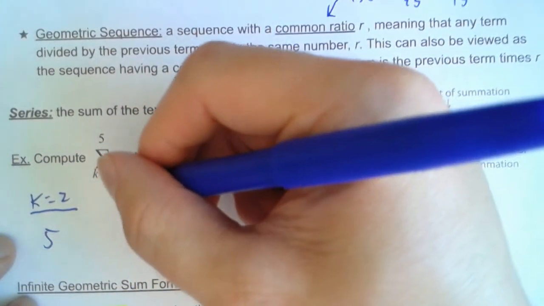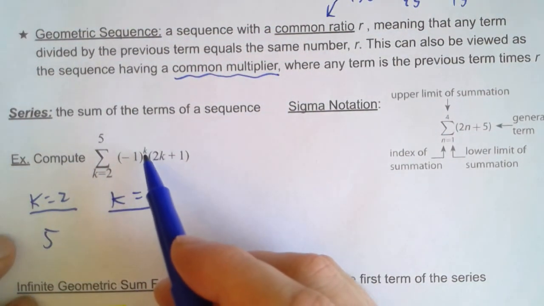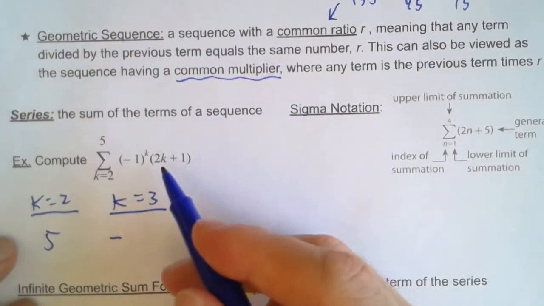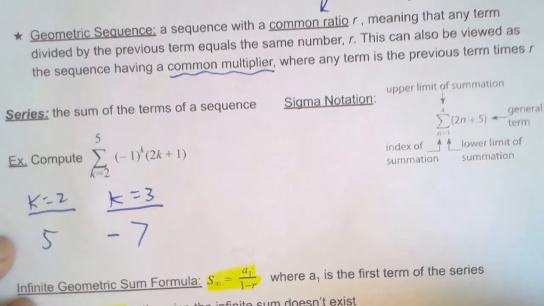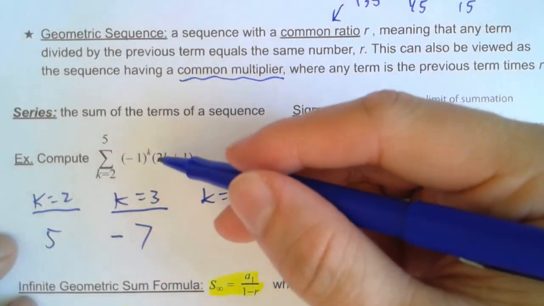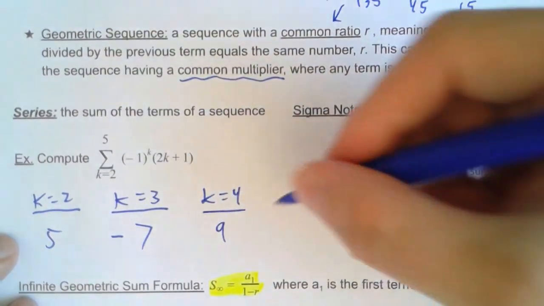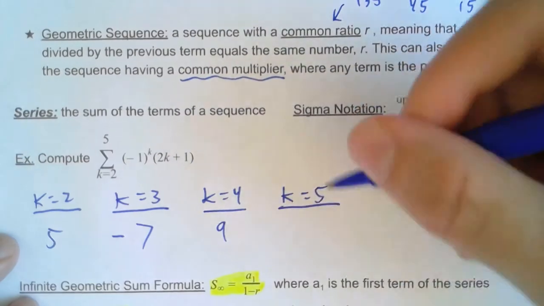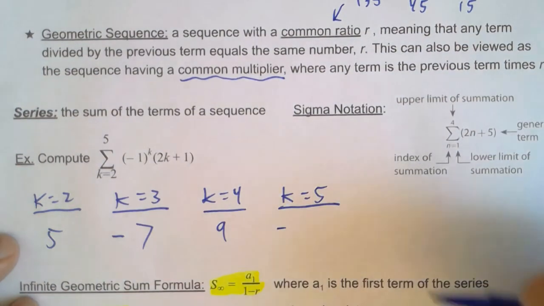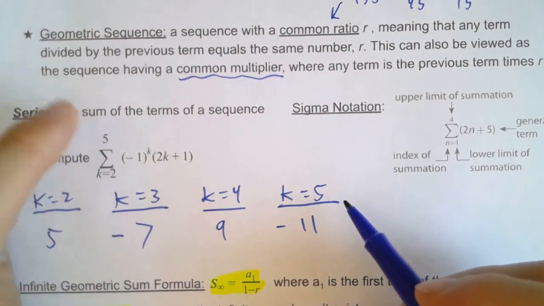And then we go to k equals 3 and plug that in. Well, now negative 1 cubed, 3 negatives, we're going to get a negative. And then 2 times 3 is 6, plus 1, we get 7. And then we keep going up to k equals 4, negative 1 to the 4th. Now we're back to positive. 2 times 4 is 8, plus 1, we get 9. And then k equals 5, negative 1 to the 5th. An odd number of negatives is going to be negative. And then 10 plus 1, we get 11. And then this is where we stop, because that's the number at the top there.